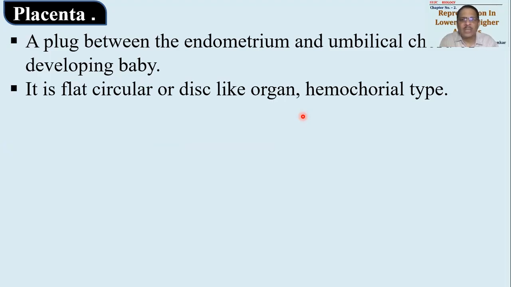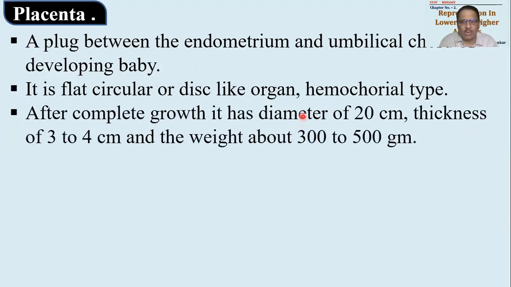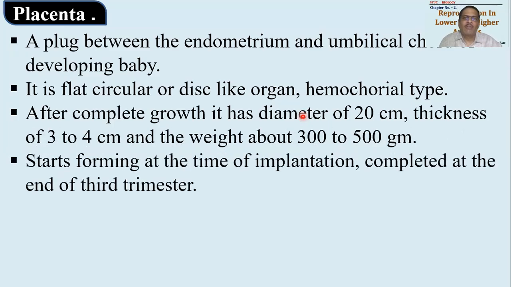Okay, then it is hemocorial type of organ. Hemocorial because it is formed from that of chorion layer. That's what it's called as hemocorial. I gave you the dimensions. When completely developed, around 20 centimeters will be the diameter and 3 to 4 centimeters in thickness, weighing around 300 to 500 grams. मतलब आधे किलो जितना उसका खुद का weight होता है.